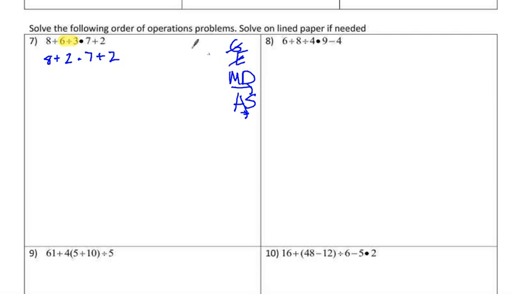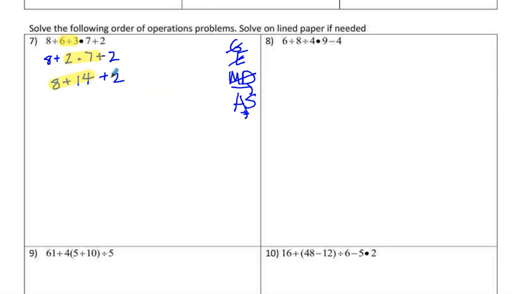Okay, do I have any more multiplication or division? I do. I have this multiplication here. 2 times 7 is 14. I have plus 8 in front and plus 2 behind. I have no more multiplying or dividing. I'm going to move to add and subtract.